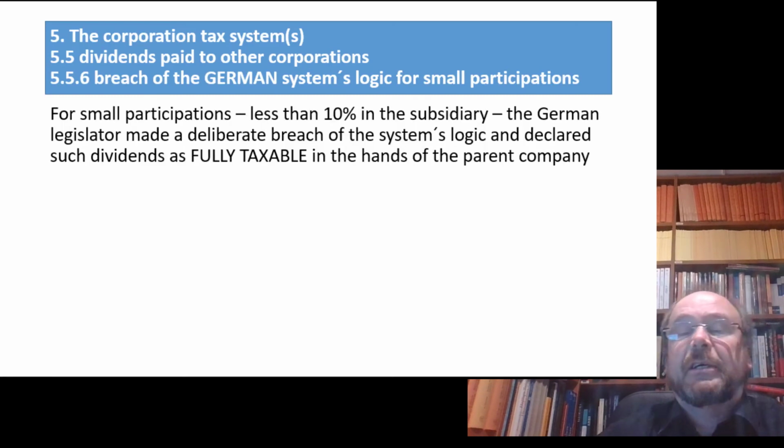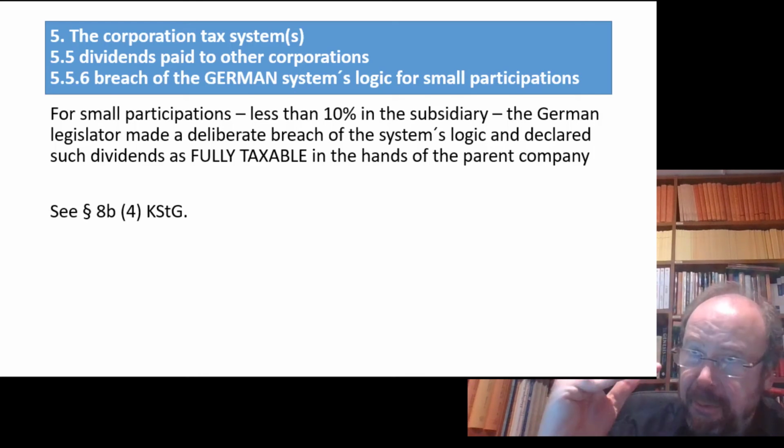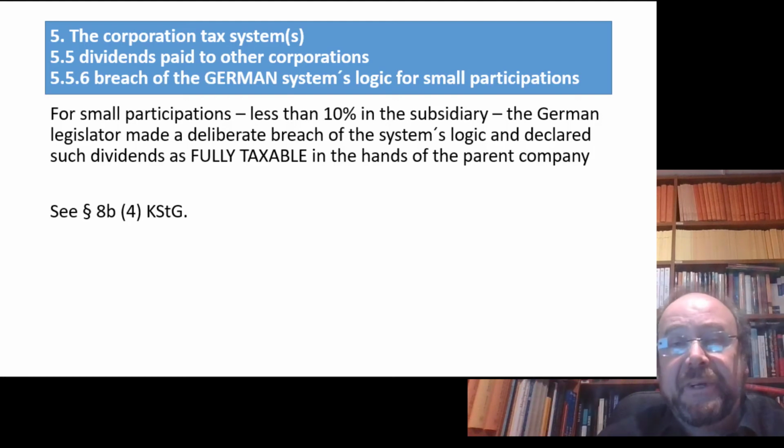Yeah, now Germany did something very strange, or not nice, because for small participations, Germany abolished the dividend exemption some years ago. They declared them instead to be fully taxable in the hands of the parent company. That's a clear breach of the logic of the system, because then in that constellation you really have corporation tax, and then income tax. So three taxes instead of only two, on which the system is designed.